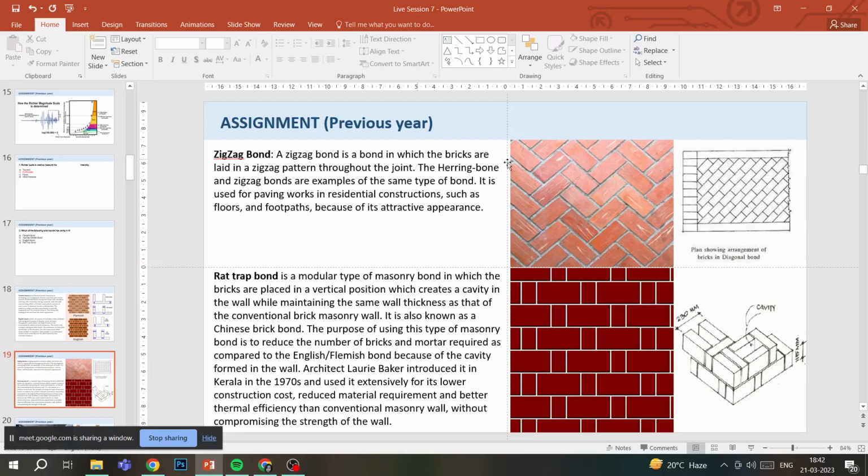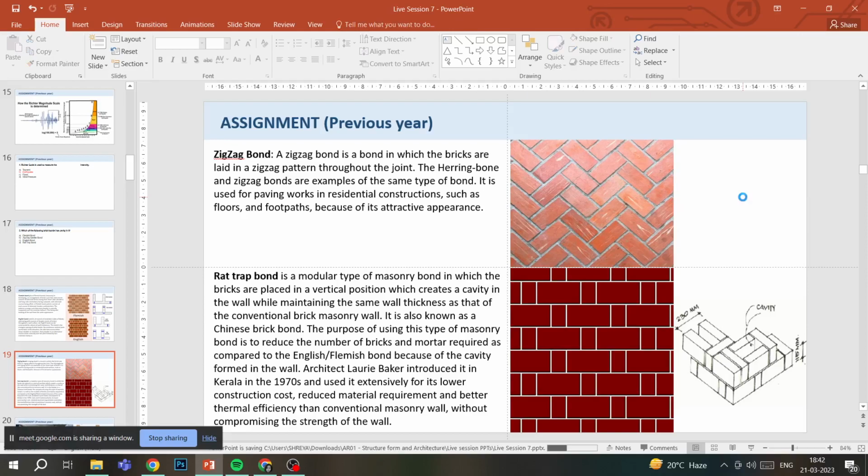Oh, I've added a wrong image. This is not a zigzag bond. This is the diagonal bond. I have added the wrong image, I'm so sorry. So as you can see in this image, this is how the zigzag bond looks like. It would be a zigzag pattern, a chevron pattern. You would see different V's happening. So this is how a zigzag bond looks like. Then rat trap bond.